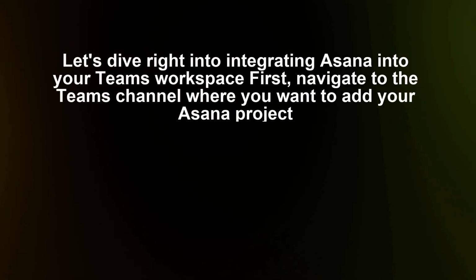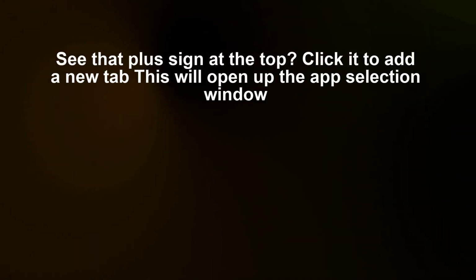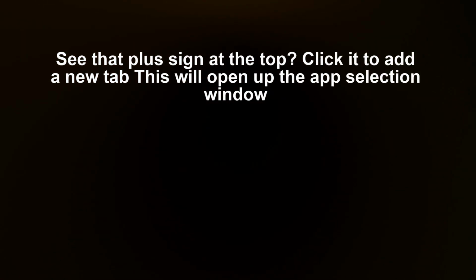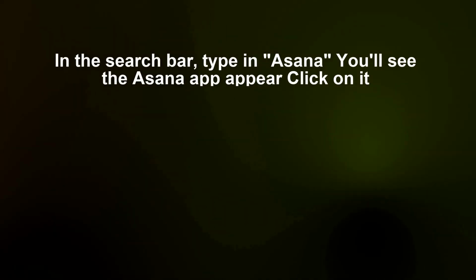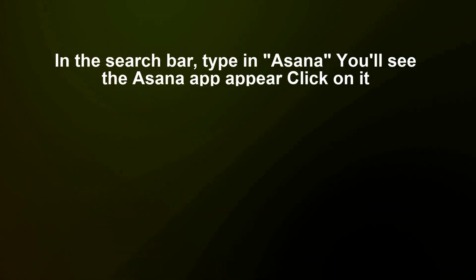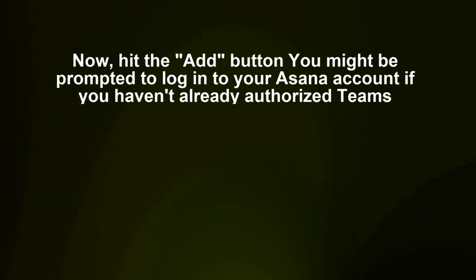Navigate to the Teams channel where you want to add your Asana project. See that plus sign at the top? Click it to add a new tab. This will open up the app selection window. In the search bar, type in Asana. You'll see the Asana app appear. Click on it. Now, hit the add button.